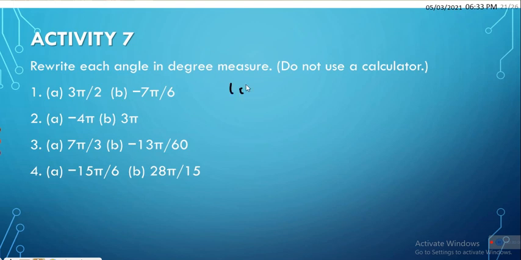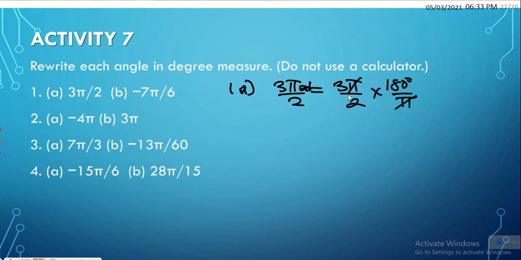So for number 1a, we have 3 pi over 2 equals 3 pi, that's radian, over 2 times 180 over pi radian. So pi cancels pi, we have 90 degree, and the answer is 270 degree.